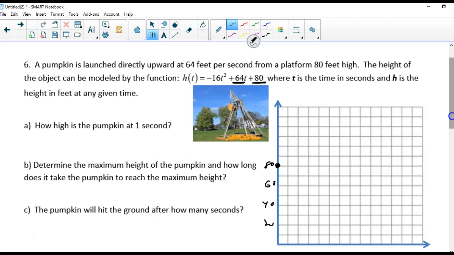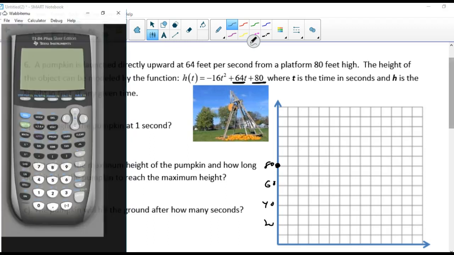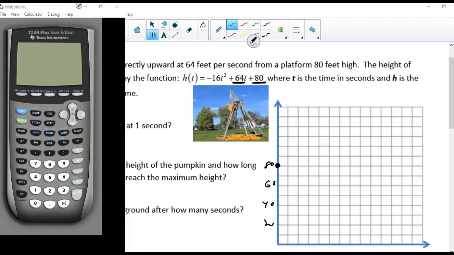Now, it says, how high will it be at 1 second? Well, let's use our calculator for this. We're going to put this in. Clear out anything else we have in here. Remember, use the little negative key: negative 16x squared plus 64x plus 80. And then we graph that.